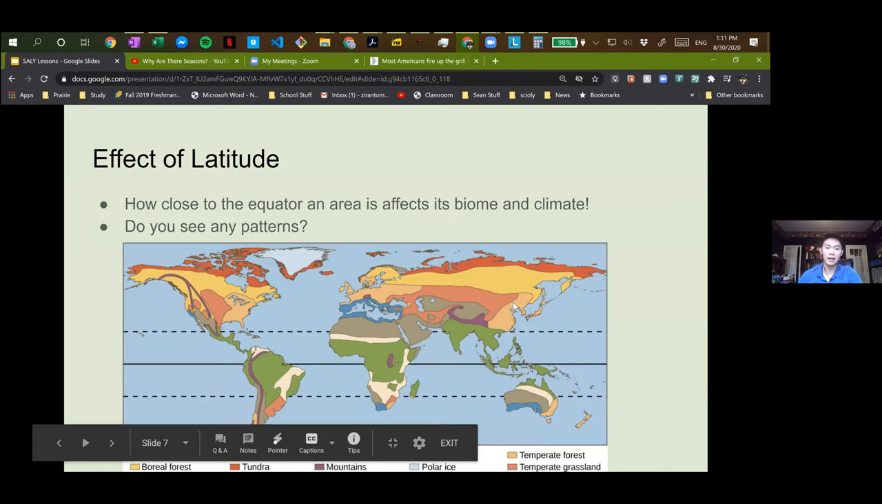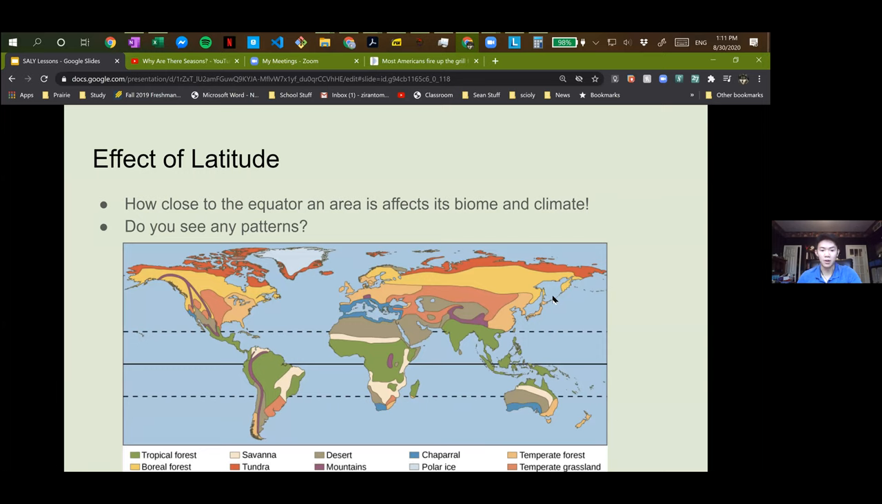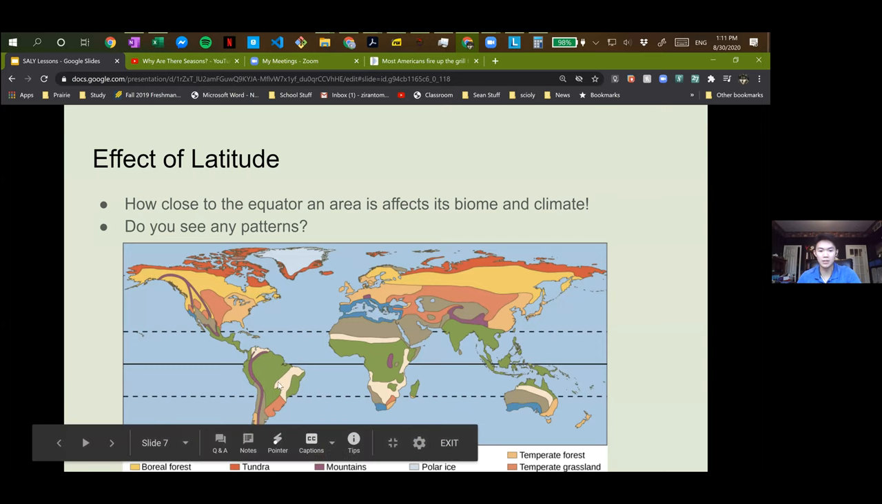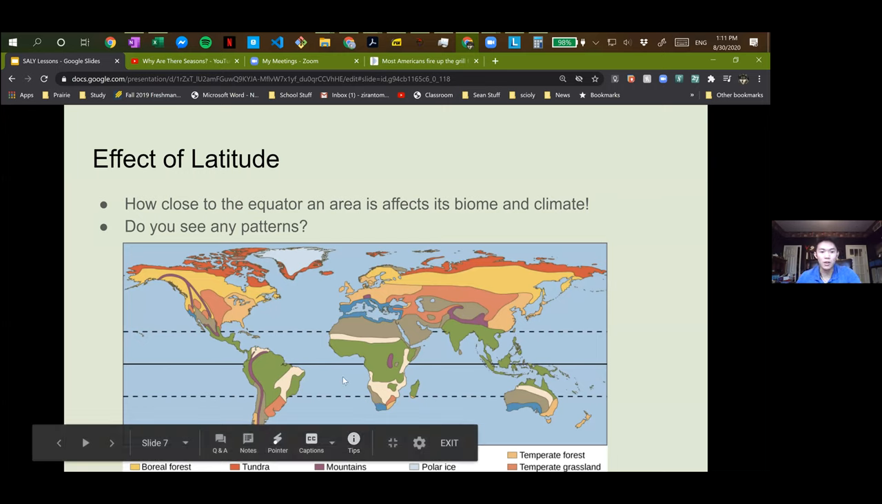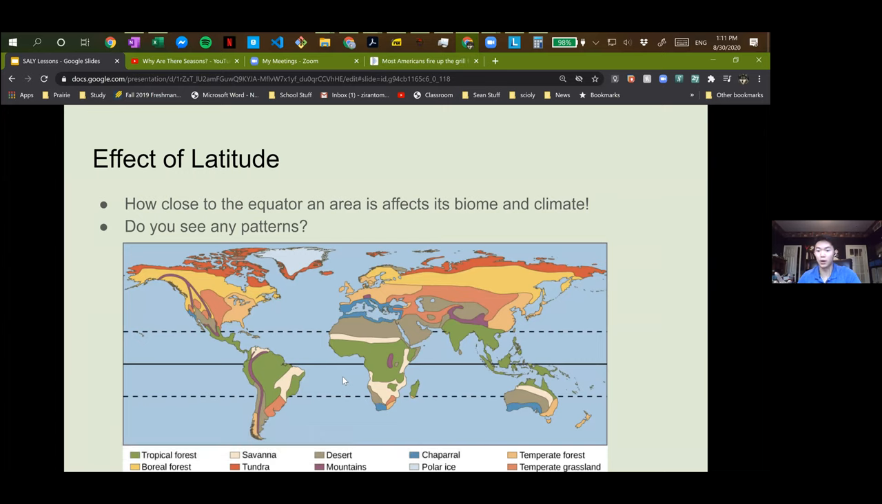So the effect of latitude. If you don't know, the difference between latitude and longitude is that latitude lines go horizontally, stretched around. There's something people always say: latitude, fatitude, which is like around the waist. So the lines of latitude go from the equator, which is the middle of the Earth, and they go up and down.